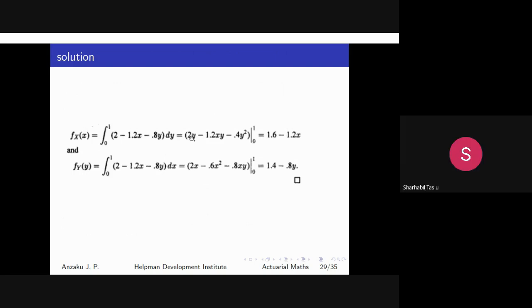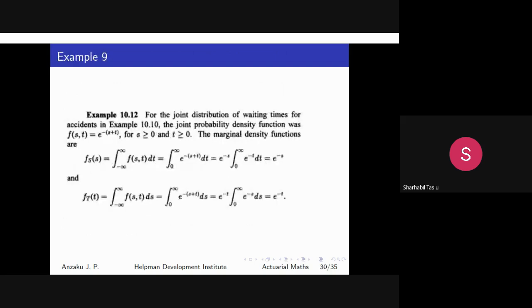Is it 0? Okay, yeah, this is 0, this is 0. Everything will be 0, exactly. So we have our 1.6 minus 1.2x. Then for y, the same thing: we follow the same methods using the range of values of x, and then we have this particular value as our marginal probability distribution for the continuous case.